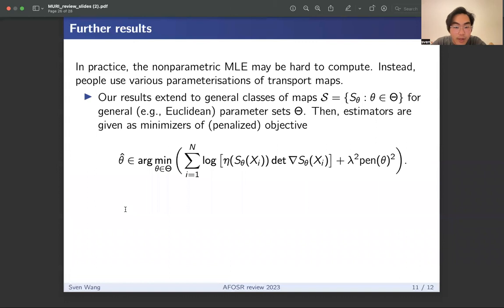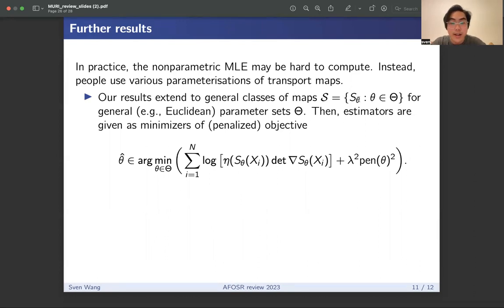And our paper indeed contains a few more results, because these nonparametric MLEs, while we have shown that they achieve good convergence rates, might actually be hard to compute. So what people do in practice is they don't want to solve an optimization problem that is constrained to this weird set of functions that have to be bijective and that have to have the right range, etc. They rather come up with clever parametrizations of bijective maps with the correct range, etc.